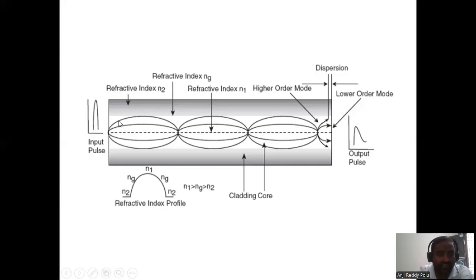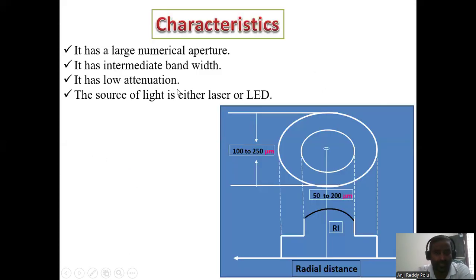That's why the second light ray traveled fast compared with the first one. By using this concept, we are minimizing the losses due to intermodal dispersion. And if you check here, this inner circle is the core and the outer circle is the cladding. In case of step index, the curve is a straight line because the refractive index is uniform.